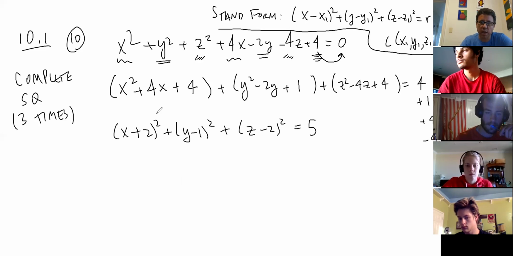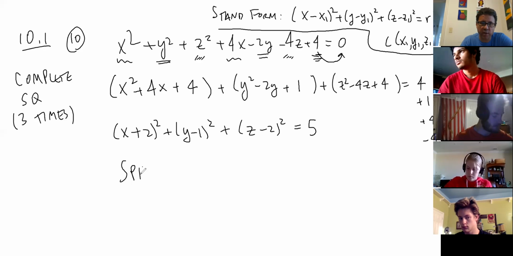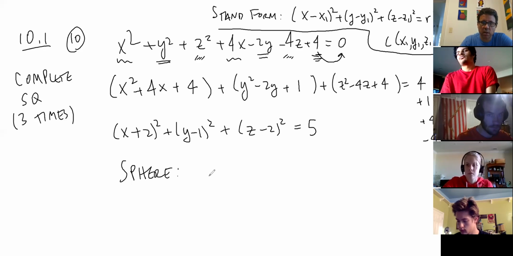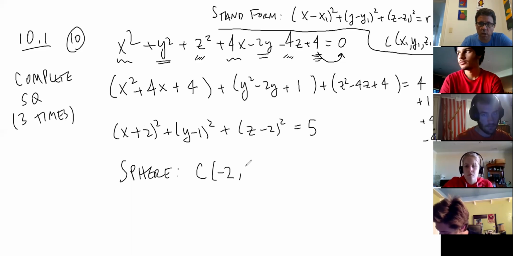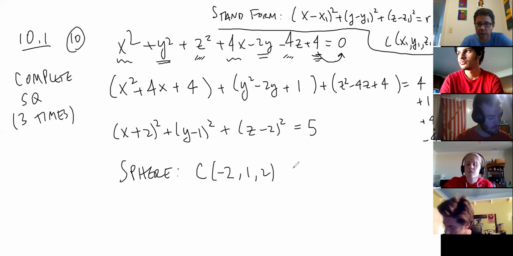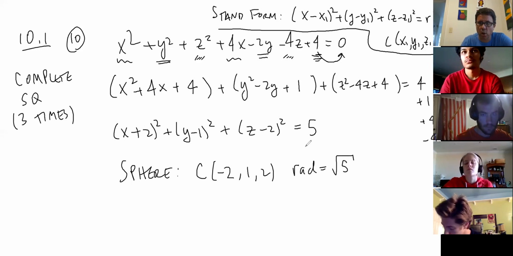And now we're in the nice form that it is a sphere. The center is at negative 2, because remember they have a built-in negative. So if I have plus 2, this is minus a minus 2, and then 1 and 2. And the radius is square root 5, because this is r squared on the right side.